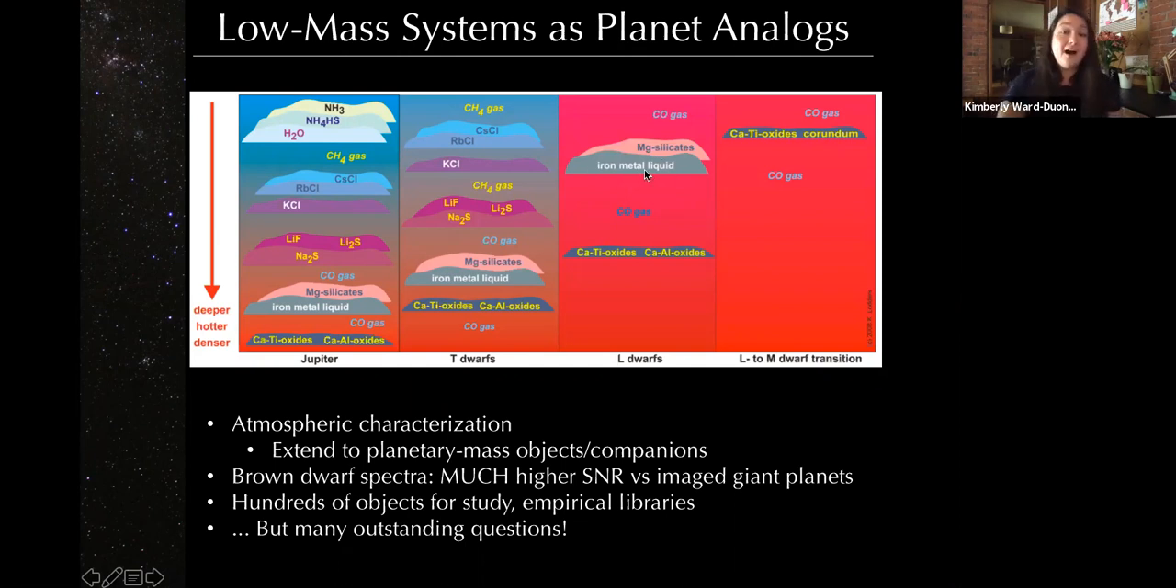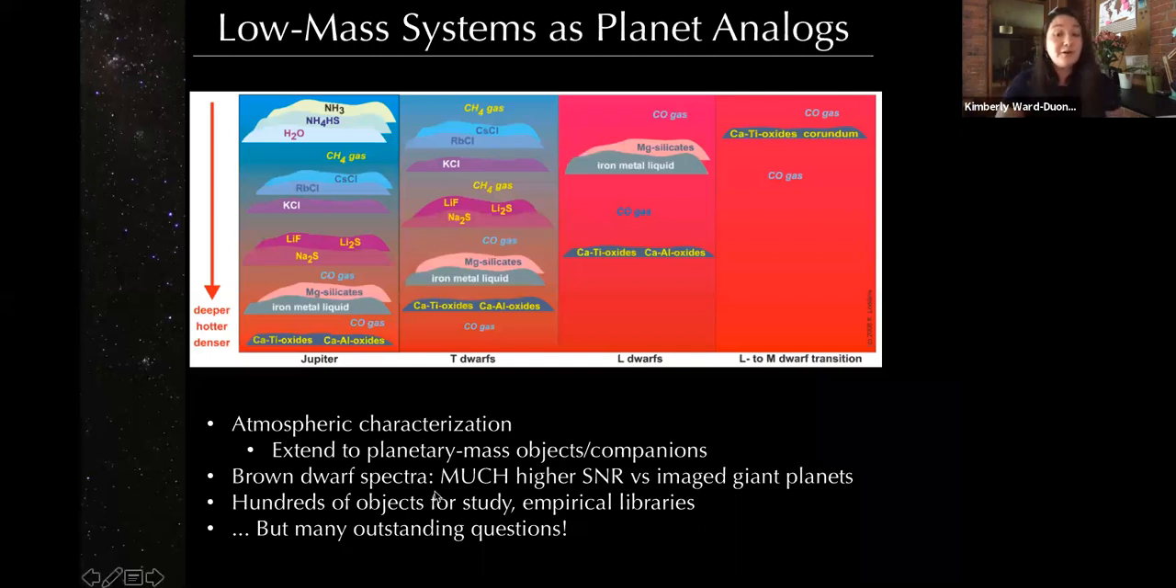In fact, the hottest brown dwarfs we think have liquid iron rain that can condense out from the clouds and rain out in the atmosphere. As you go to cooler temperatures, your chemistry gets significantly more complex, and then you start to look a lot like Jupiter. So the atmospheric characterization of brown dwarfs is a really important stepping stone for us to be able to understand exoplanet atmospheres around lower mass, potentially someday even terrestrial planets.